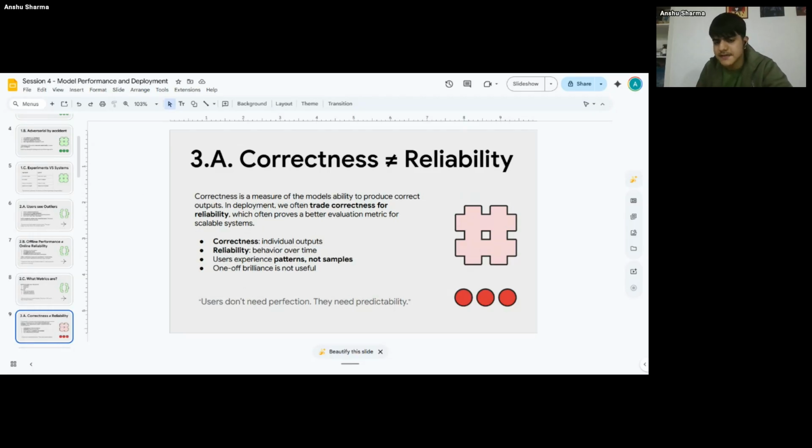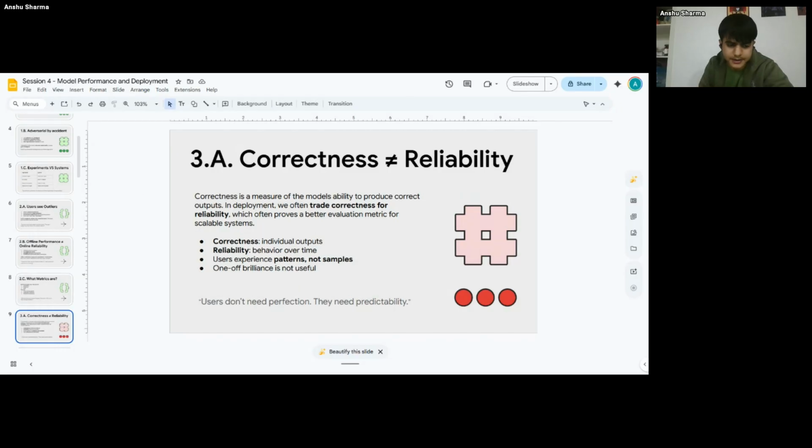So that is why we say that correctness is not equal to reliability. Your model can be correct, but if it does not work reliably for a majority of the time, then it's useless, right? So as it said, correctness is for individual outputs and reliability is behavior over time. So your model works for one input, good, the output is correct, maybe it's correct, right? But for a million users, is it working reliably on every single one of them? That is what we want to know, right?